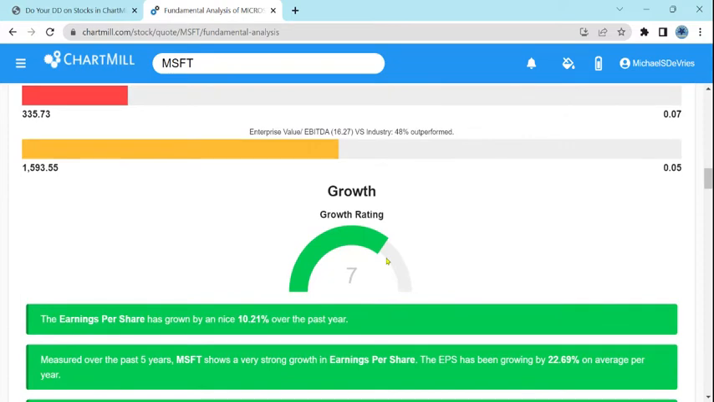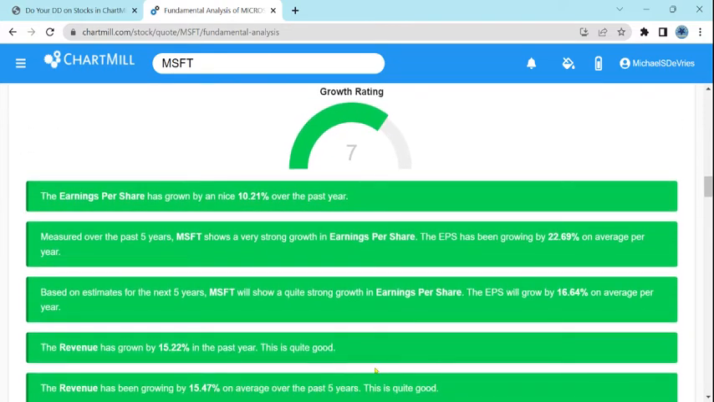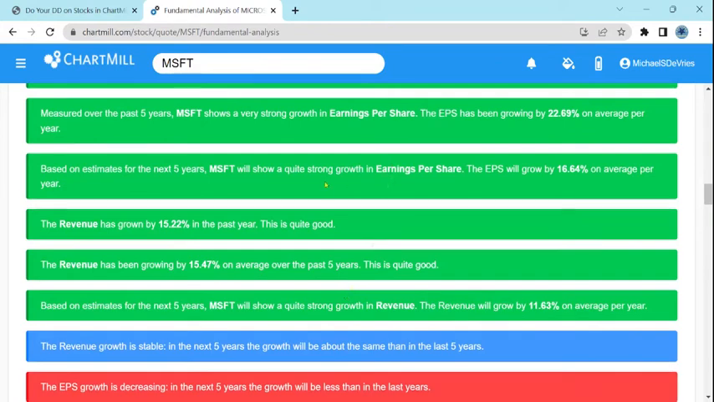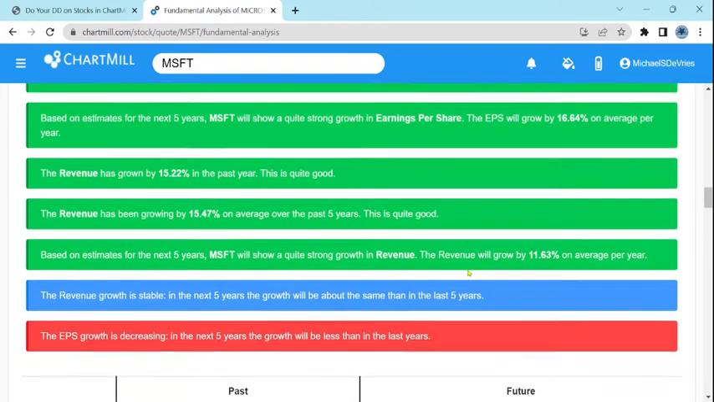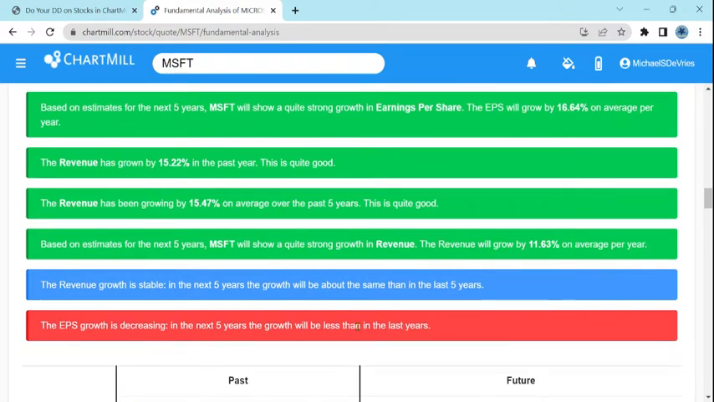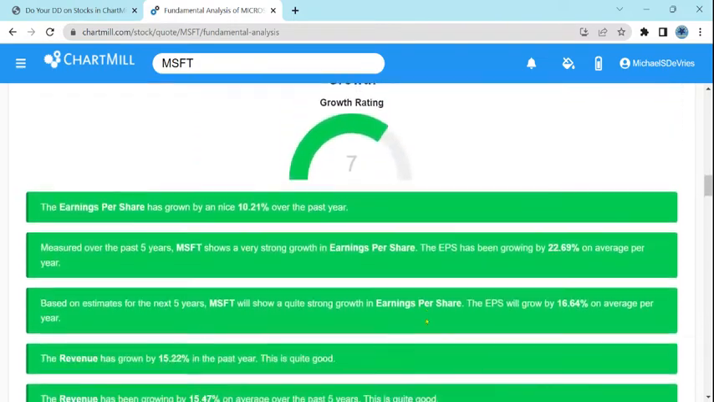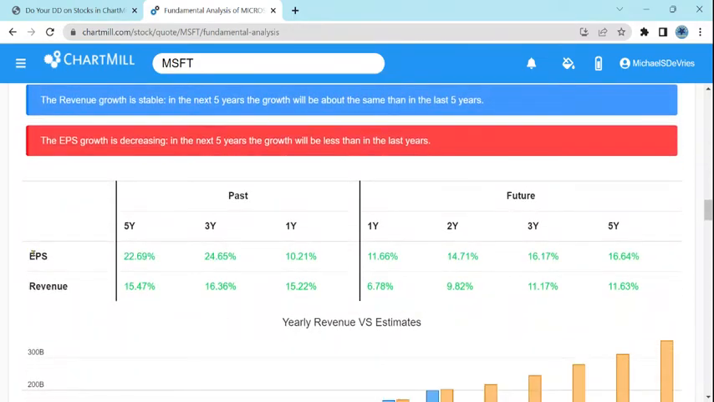And we see a growth rating of 7 out of 10. Again, all the details, we see a lot of green, so that's very positive. So we see earnings per share is positive, earnings per share growth is positive, revenue growth is positive, forward revenue growth. The only negative here is that EPS growth is decreasing. And then for this growth category, we get EPS growth and revenue growth both for the past number of years, 5 years, 3 years, 1 year, and then for the future years.